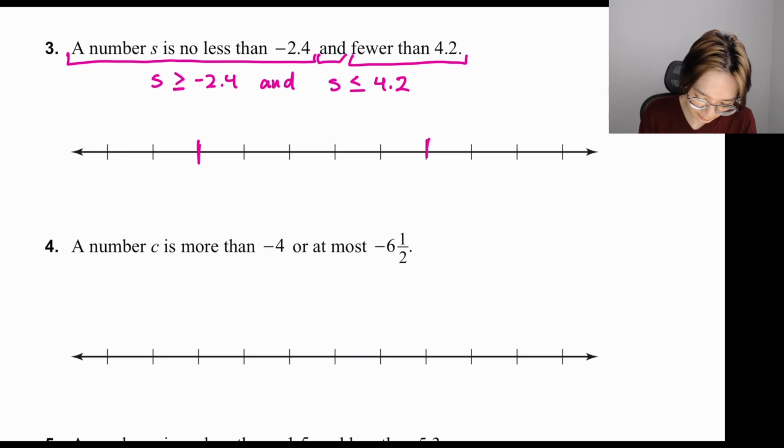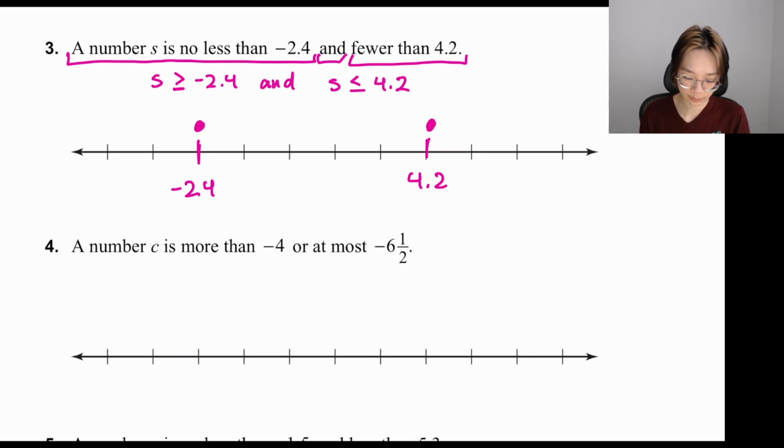So I'm just going to put negative 2.4 here, 4.2 here. Both of them are closed circle. Just to double check where they overlap. Negative 2.4 greater than goes that way. Less than 4.2 goes this way. They do overlap. So this is where they overlap.